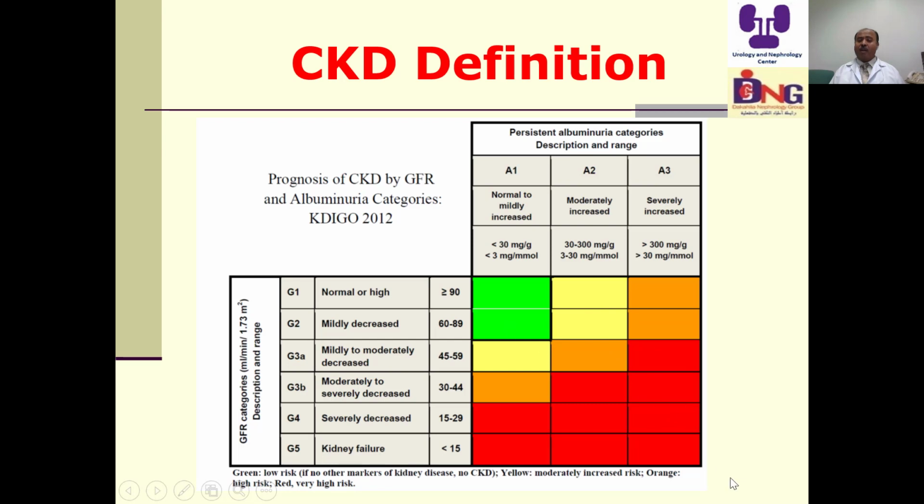So this is a heat map. Green is fine, very good, healthy, and yellow is disease, and the red color denotes severity of the situation and the severe risk for occurrence of comorbidities.